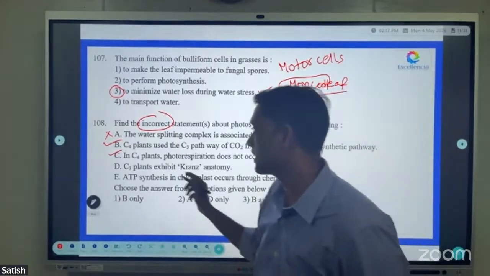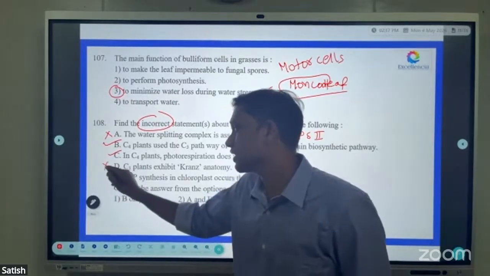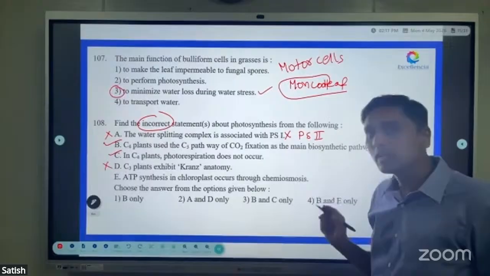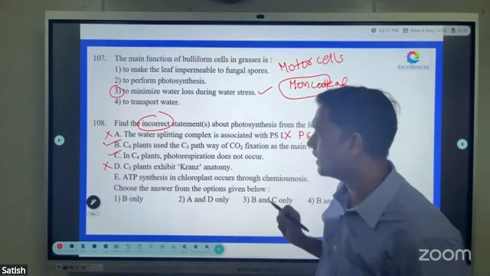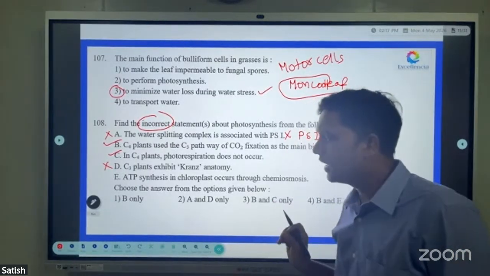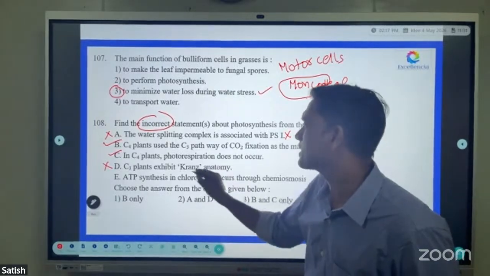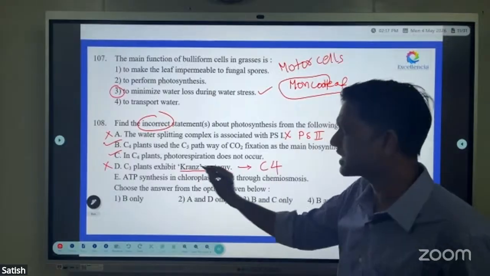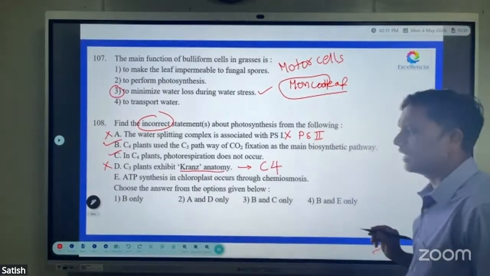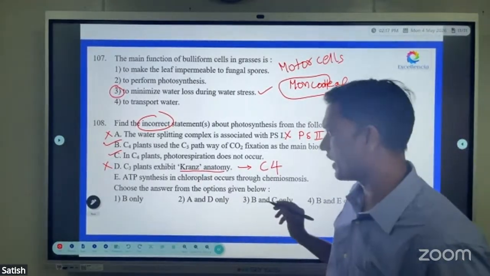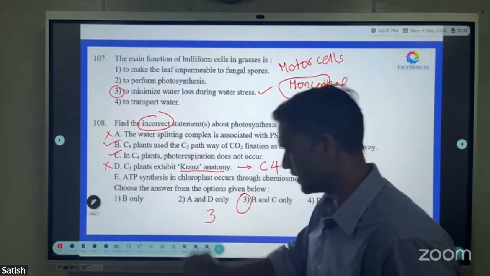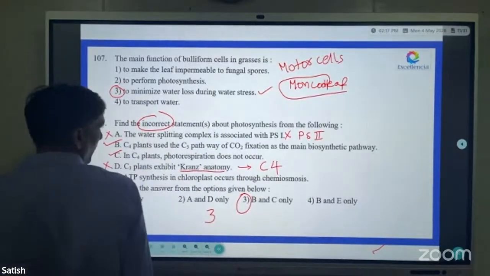C3 plants exhibit Kranz anatomy. No. So Kranz is a special type of anatomy where the ring-like arrangement of bundle sheath cells mainly we can observe around the vascular bundles. So Kranz anatomy is characteristically found only in C4 plants, not in C3. It's a wrong statement. So the incorrect statements in question 108 were B and C only. Third option is the right answer, B and C.